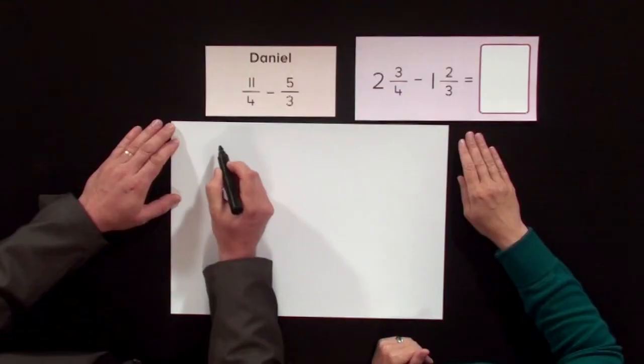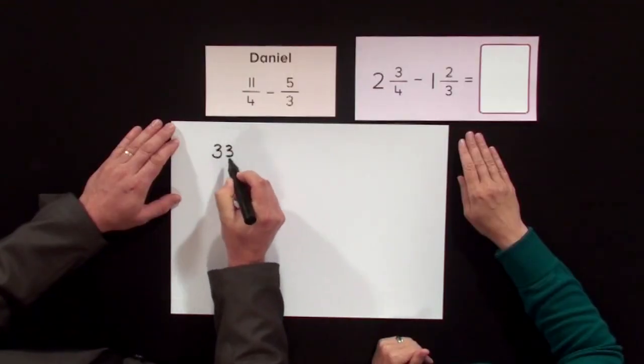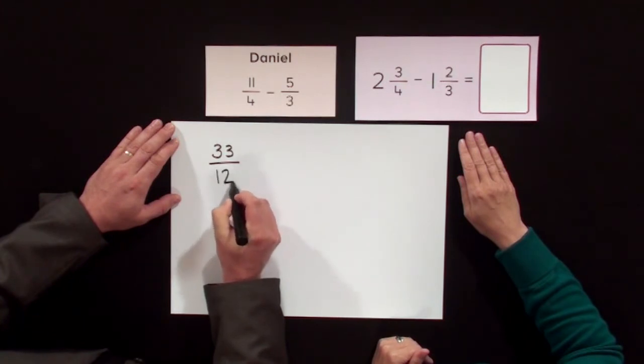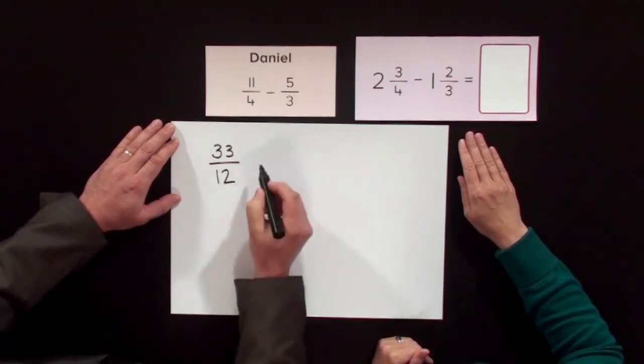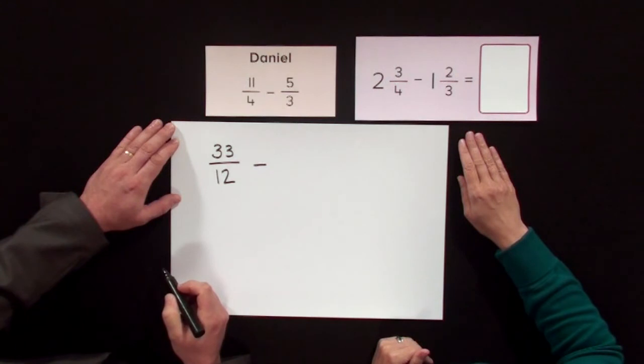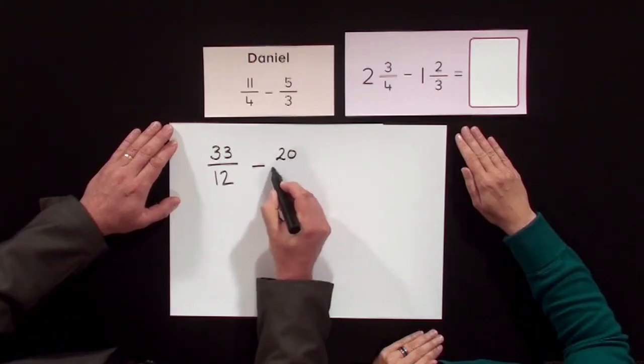Here we have Daniel's work. What is he going to have to do first before he can subtract or find the difference? Need to find a common denominator. 12 seems to make sense, so he's going to convert these to twelfths. 11 fourths as twelfths will be 33 twelfths, a rather large, messy fraction. And he's going to subtract 5/3 as twelfths, which is going to give me 20 twelfths.